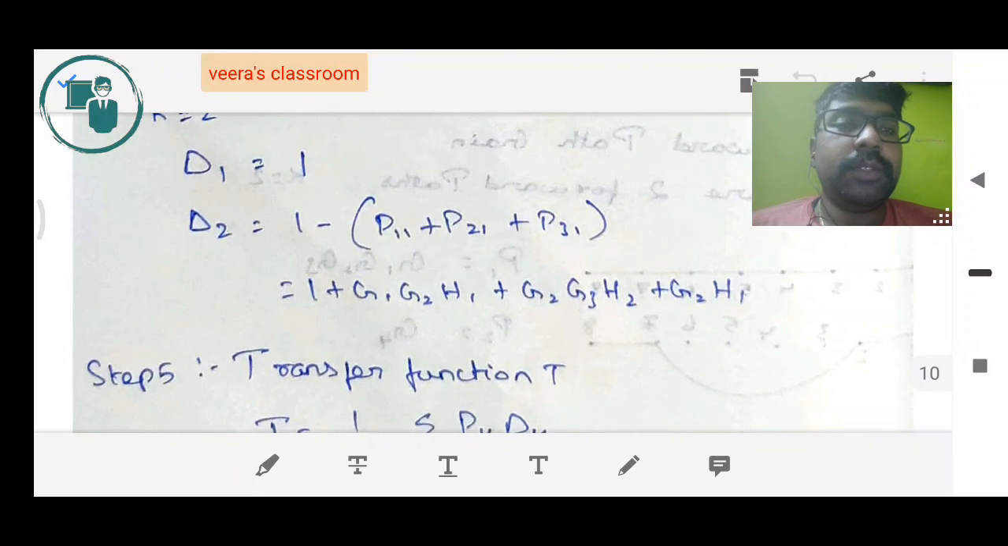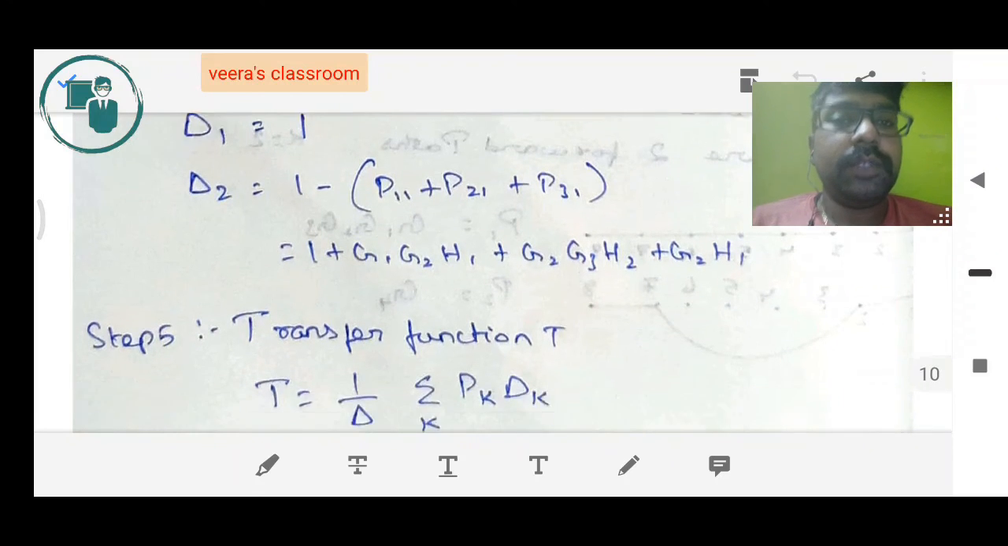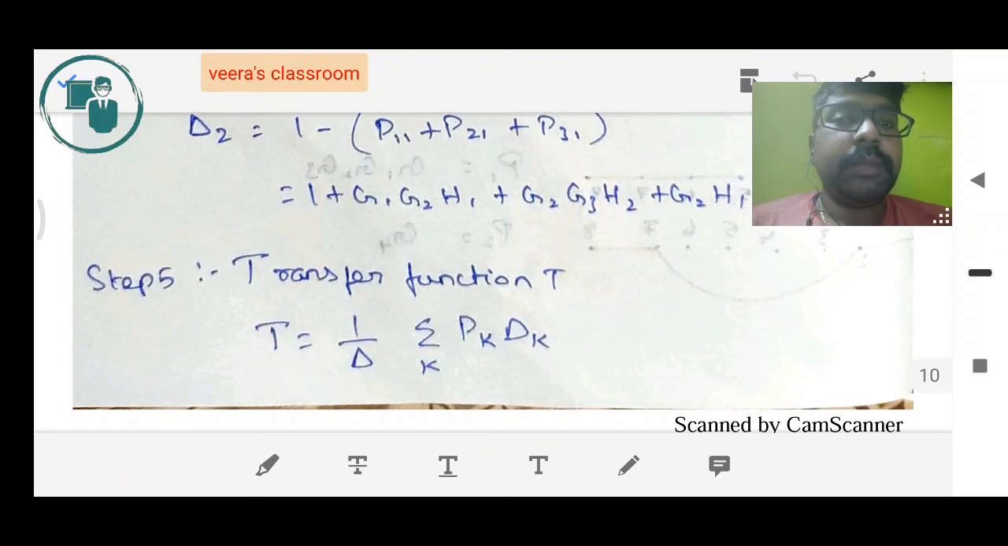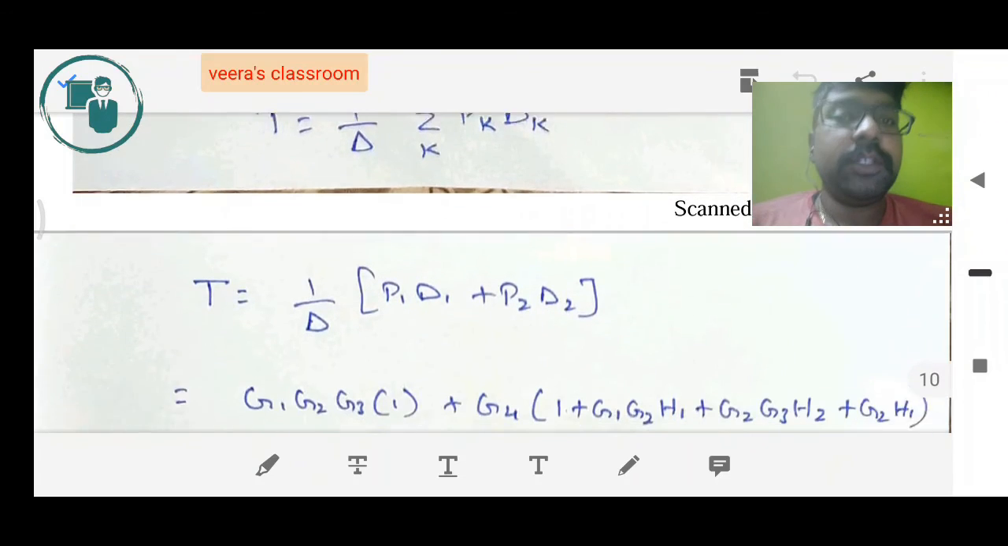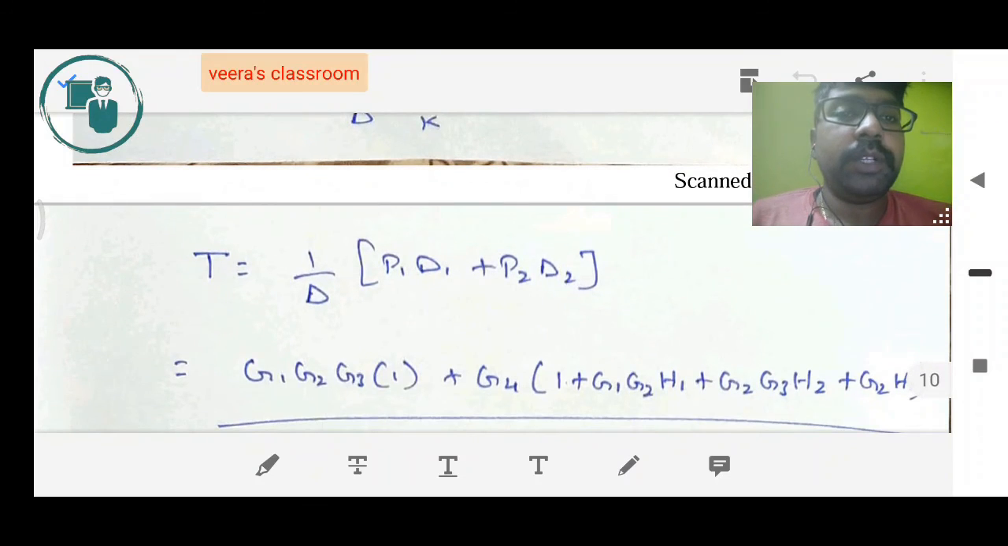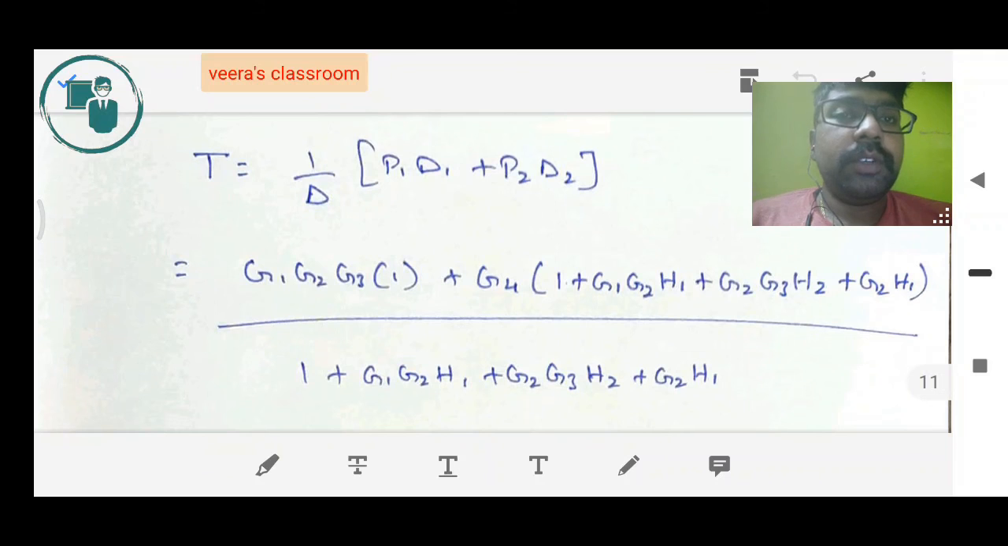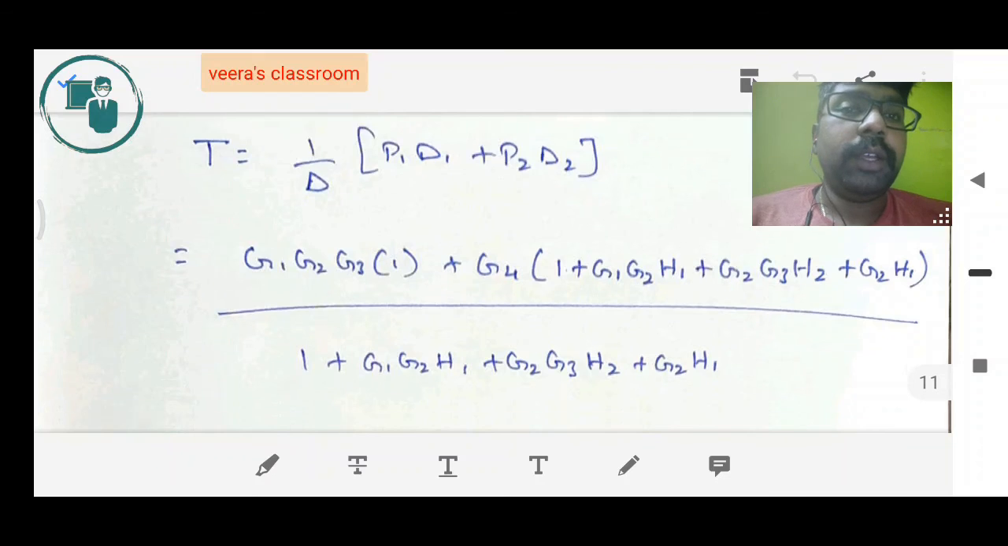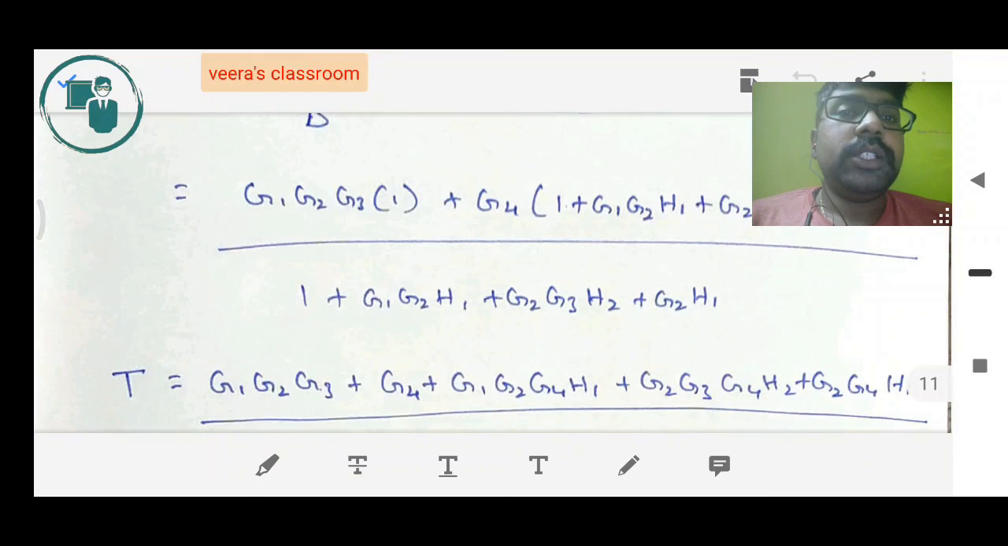The last step is to find the transfer function. The transfer function T equals 1 by del, summation of P k del k. We expand the term, so it is 1 by del times P1 del 1 plus P2 del 2. We substitute the values of P1 del 1 and P2 del 2. So it's G1 G2 G3 into 1, plus G4 into 1 plus G1 G2 H1 plus G2 G3 H2 plus G2 H1, whole divided by 1 plus G1 G2 H1 plus G2 G3 H2 plus G2 H1.